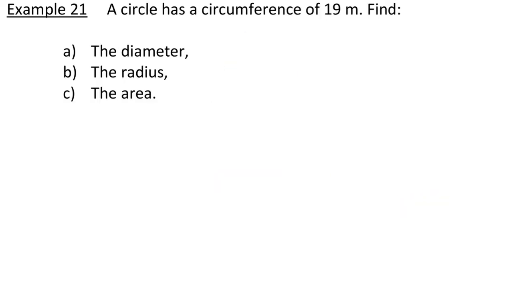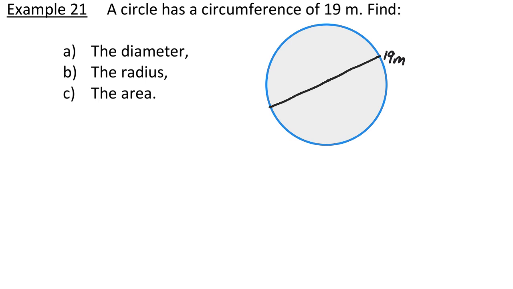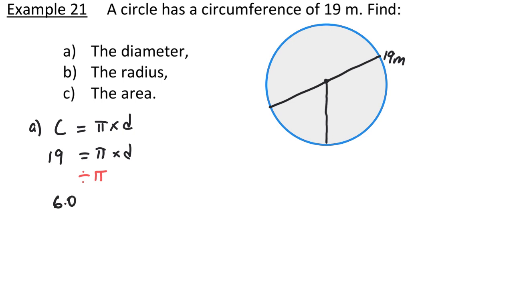Example 21, a circle has a circumference of 19. Find the diameter, the radius, and then the area. So we've got our circle. We know the outside is 19 meters. And what we're looking for is the diameter, and as well we'll be also asked for the radius. So part A then, we know the circumference, and the formula for circumference is c equals pi times d. Putting in our information, we get 19 equals pi times d. So if we divide through by pi, we get 6.05 is equal to the diameter.